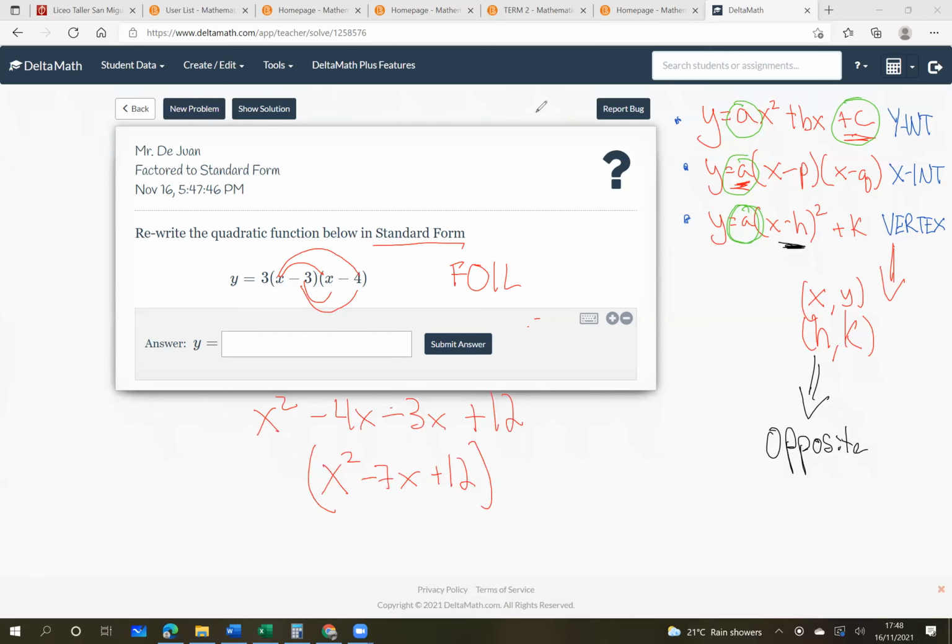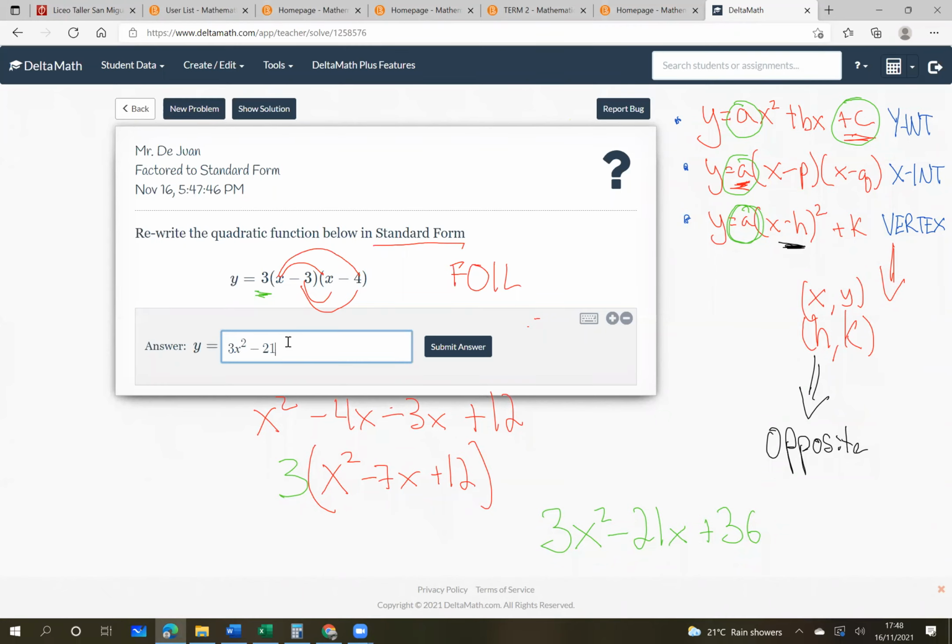What's that going to have to multiply with? Well, I see a 3 here. So a 3 has to go on the outside. I'm given 3x squared minus 21x plus 36. Right? 3x squared minus 21x plus 36.